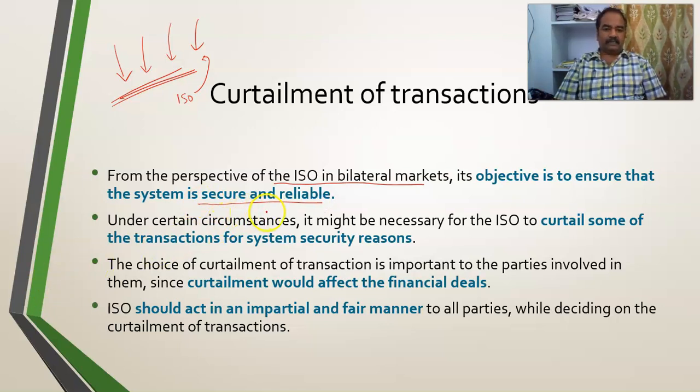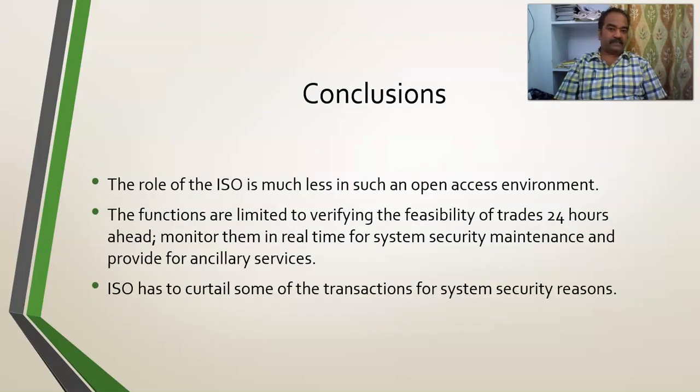Under certain circumstances, it might be necessary for the ISO to curtail some of the transactions, because if the system is overloaded, then the system may become unreliable. The choice of curtailment of transactions is important, because all the parties want complete access to the transmission lines. They don't want their transactions to be curtailed, as it may affect their financial deals. So it is always a difficult task for the independent system operator. ISO should act in an impartial and fair manner to all parties while deciding on the curtailment of transactions.